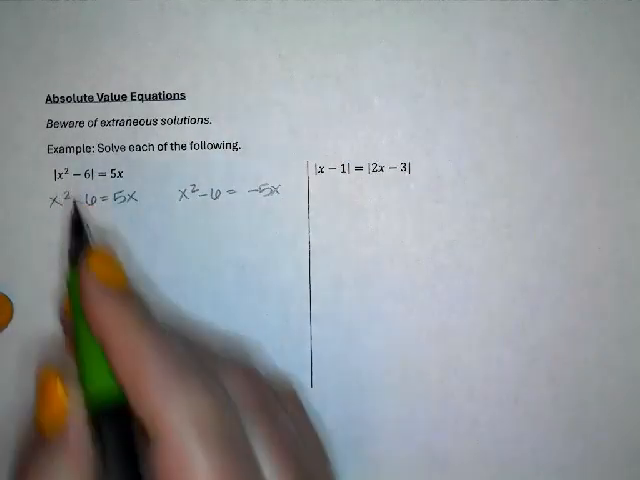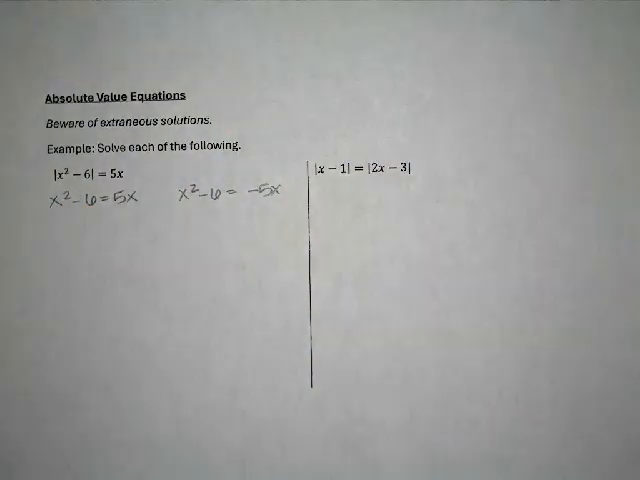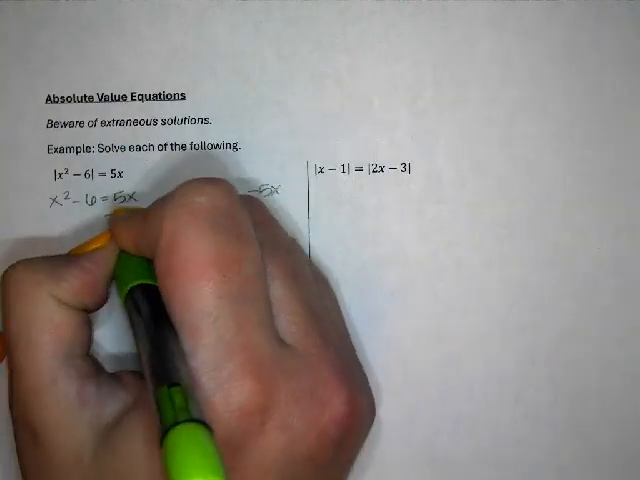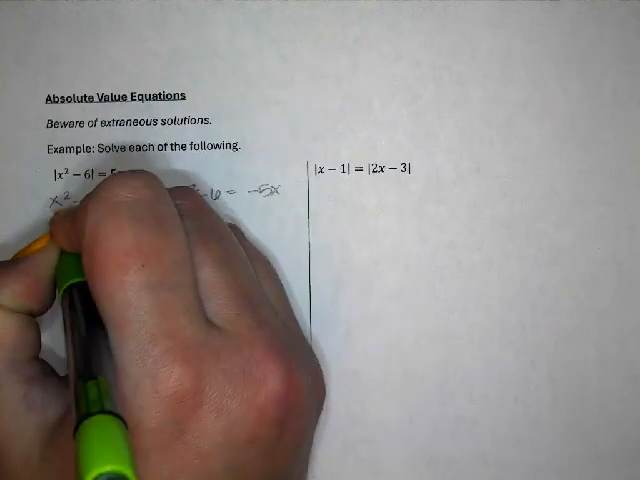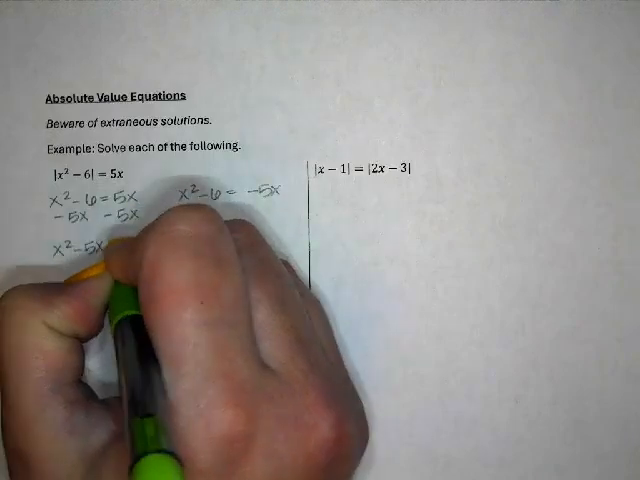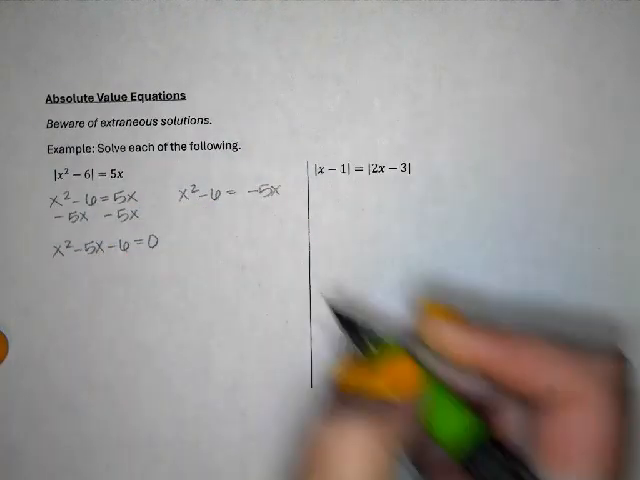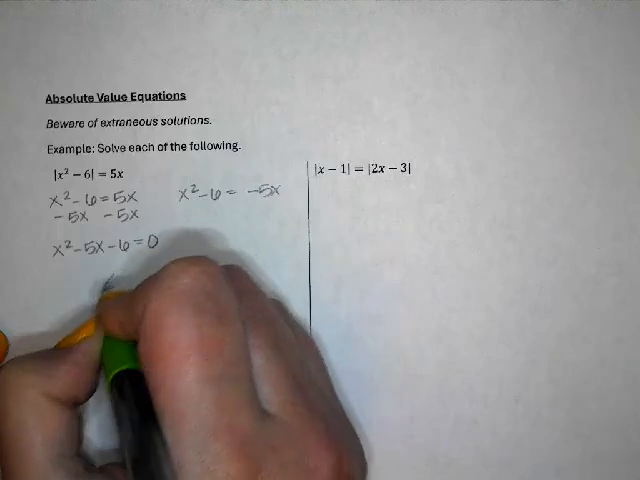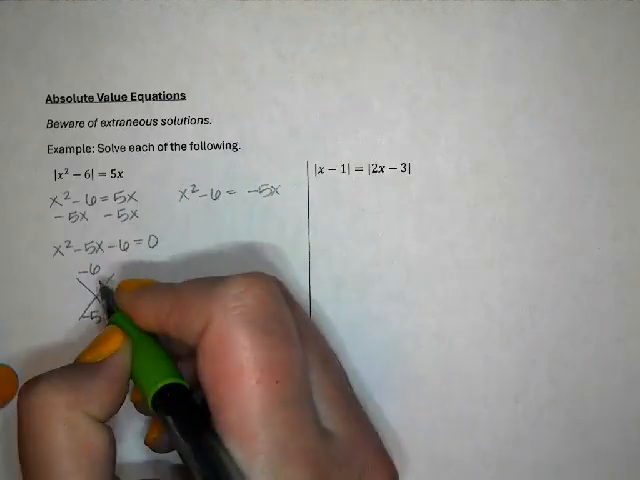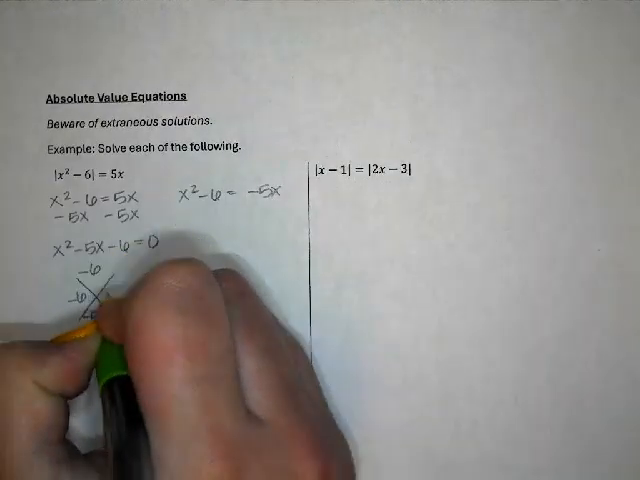So both of these are quadratic, so I'm going to go ahead and make it equal 0 so that I can factor. So for this one, I'm looking for two numbers that multiply to negative 6 but add to negative 5. That would be negative 6 and positive 1. So the two solutions are 6 and negative 1.